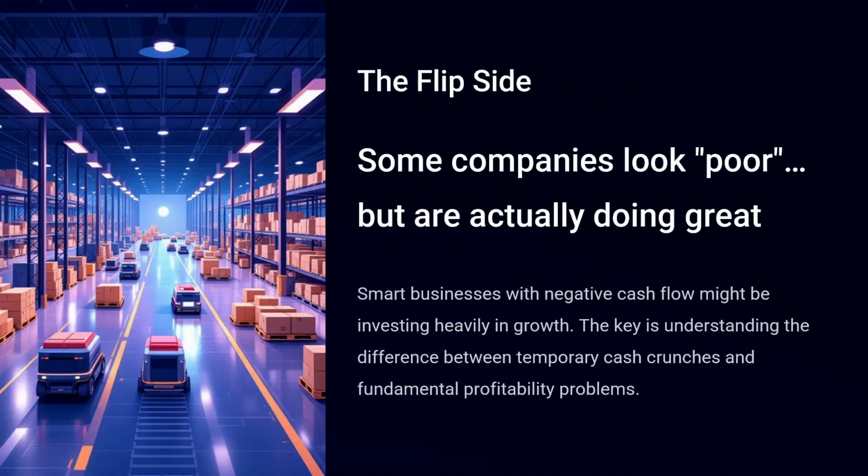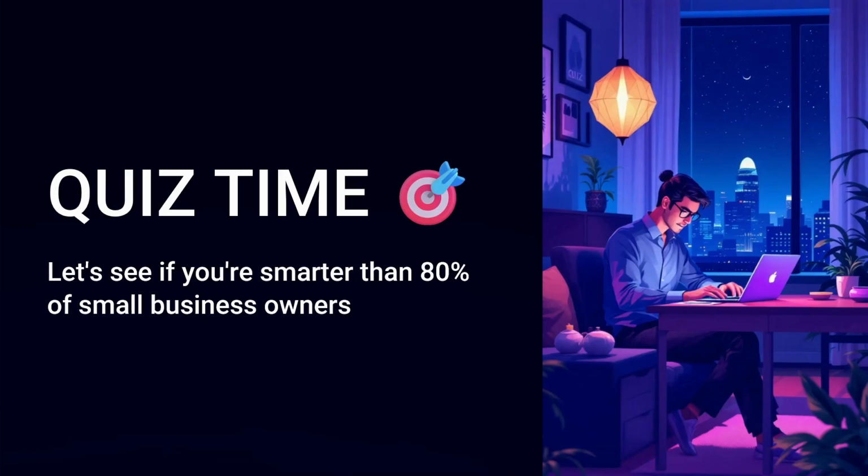The flip side. Some companies look poor but are actually doing great. Smart businesses with negative cash flow might be investing heavily in growth. The key is understanding the difference between temporary cash crunches and fundamental profitability problems. So, quiz time. Let's see if you're smarter than 80% of small business owners.